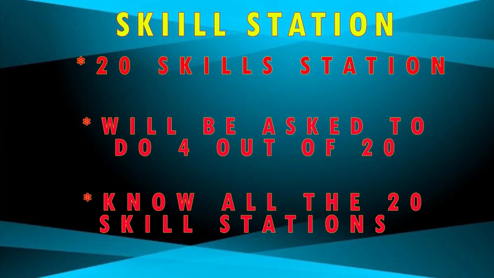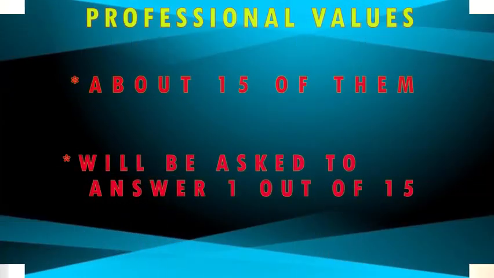If you add the 4 skills plus the 4 API stations, it makes it 8 stations altogether. So that is the second category of the OSCE 10 stations. Now the next one is the professional value. The professional value stations are roughly about 15 of them, and you are going to answer just one out of this 15.